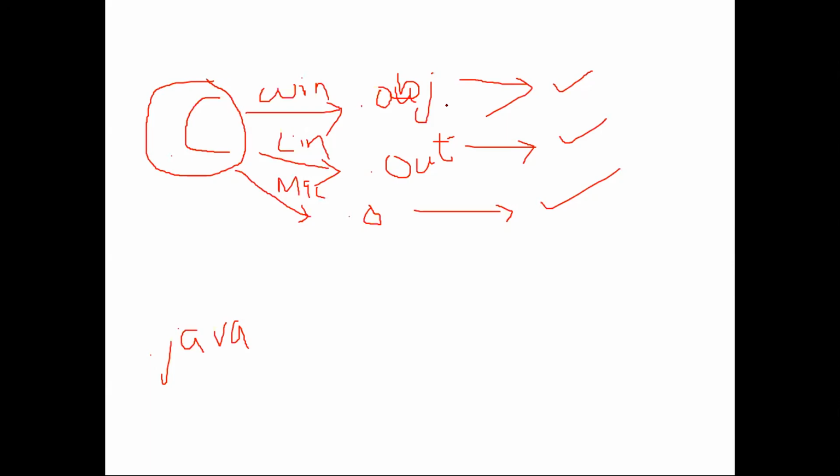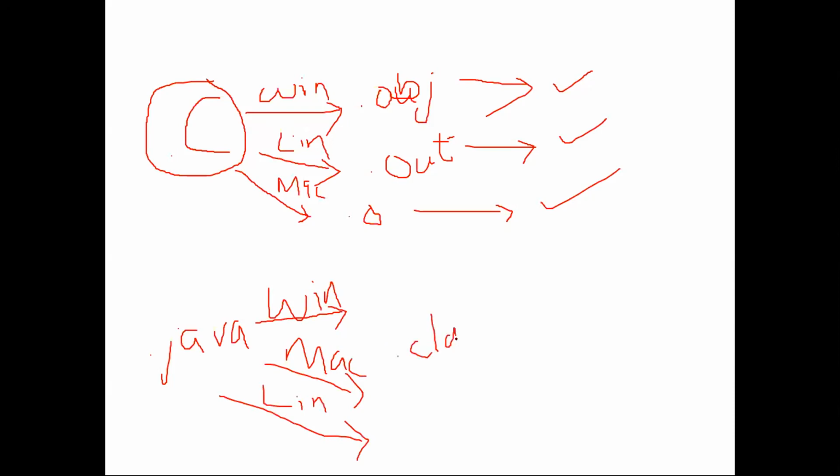But in case of Java, when you compile the source .java file, it generates a .class file in Windows, Mac or Linux. In all environments, we get a .class file. That's why after compilation, the .class file can be transferred from Windows to Mac, and it will run on all systems.